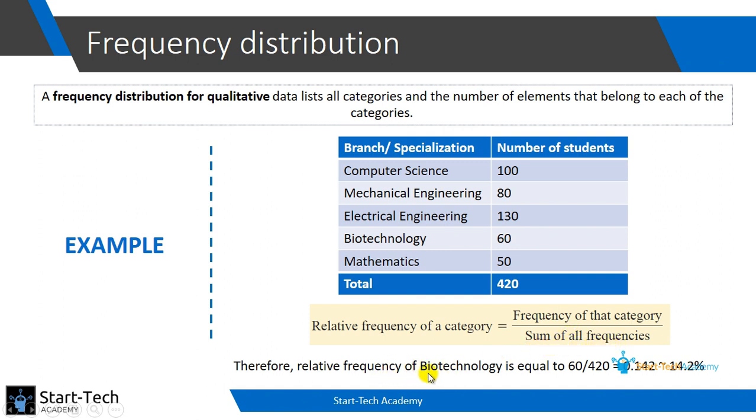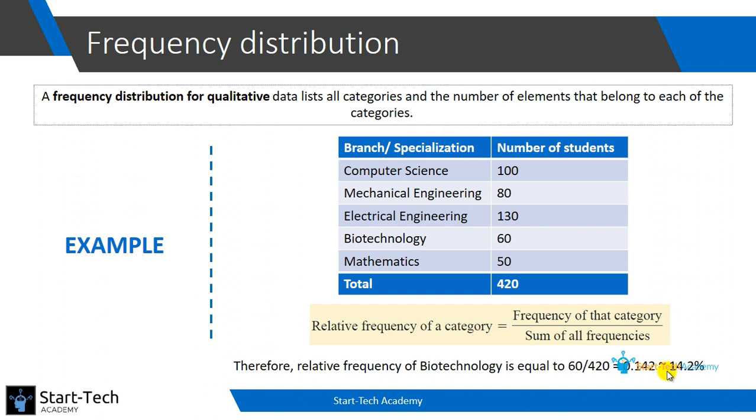That is, if I want to find out the relative frequency of students belonging to biotechnology, it is 60, that is the frequency of this category, divided by the total frequency, which is 420, is equal to nearly 14.2%.